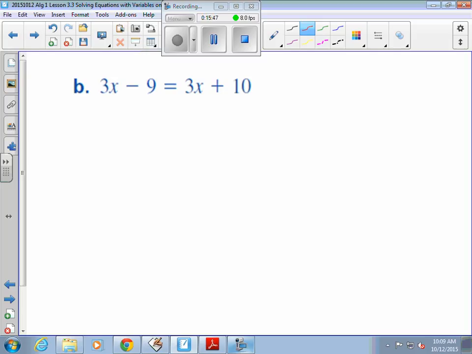Okay, 3x minus 9 equals 3x plus 10. Collect your variables. Bring 3x over by subtracting it since it's positive. Undo 3x there, undo it here. You're going to get no more x's there, eliminated. You still have negative 9. You still have equals 10.